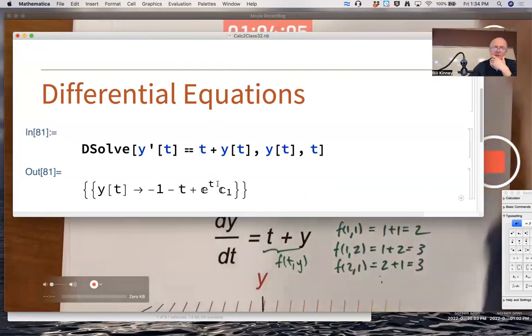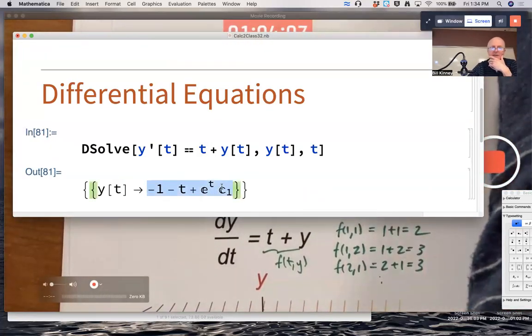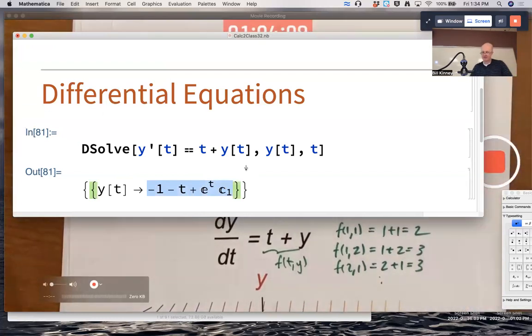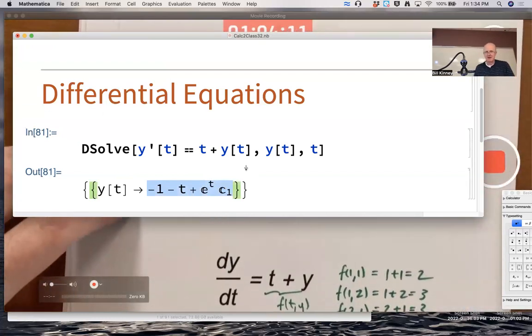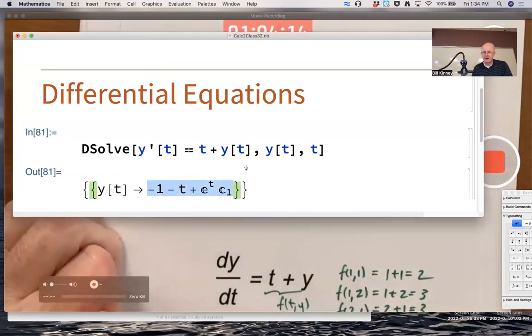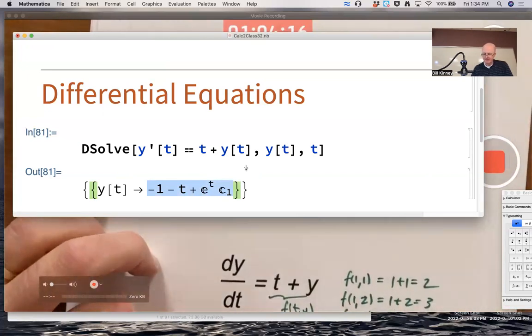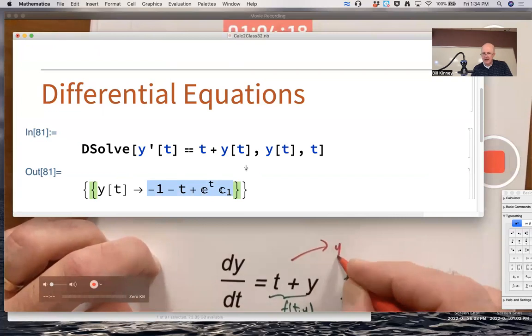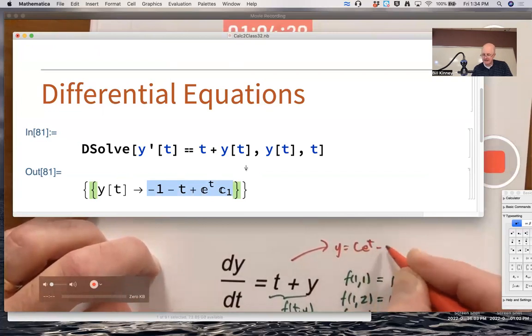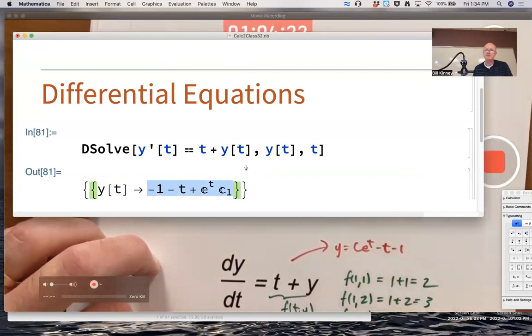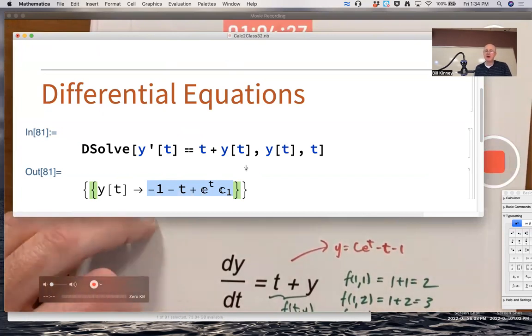Mathematica says that's a general solution. y equals -1 minus t plus c e to the t. If I was going to write that by hand, I'd probably put the c e to the t first. I'd write y equals c e to the t minus t minus 1. Can that be solved? Can that be found by separating variables?